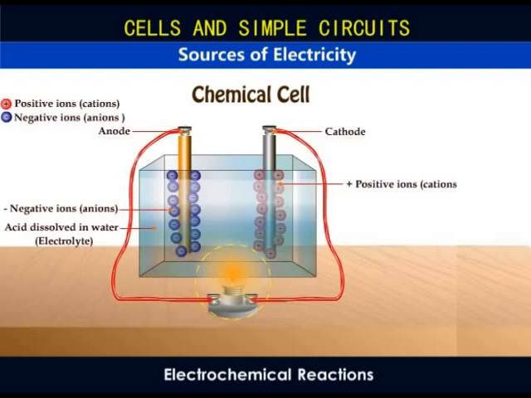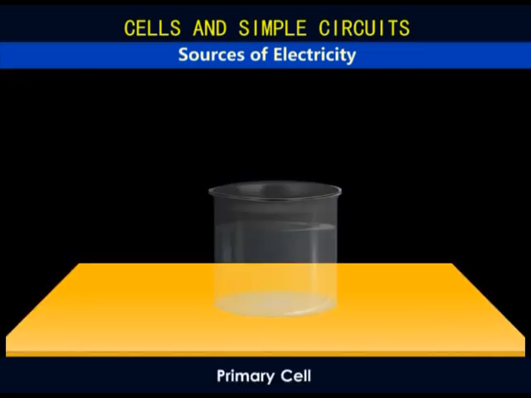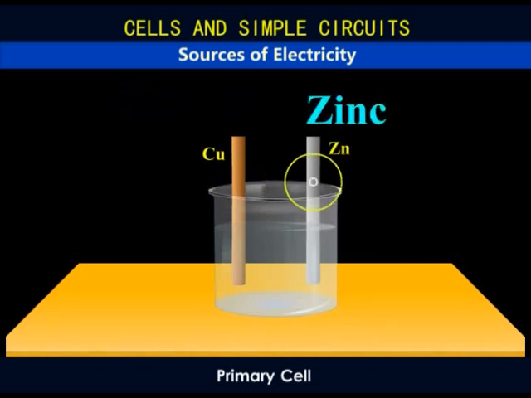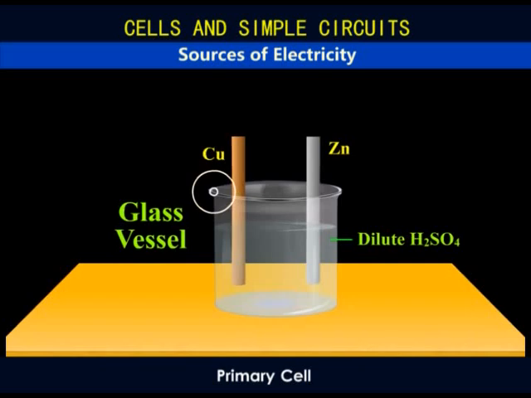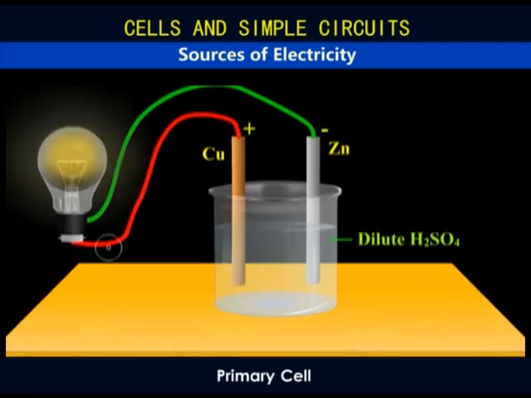There are 2 types of chemical cells, primary and secondary. Primary cells cannot be renewed once the chemicals are depleted. A simple primary cell consists of 2 electrodes, one of copper and the other of zinc, dipped in a solution of dilute sulfuric acid in a glass vessel. On connecting the 2 electrodes externally with conductors, current flows from the copper to zinc outside the cell, and from zinc to copper in the solution.